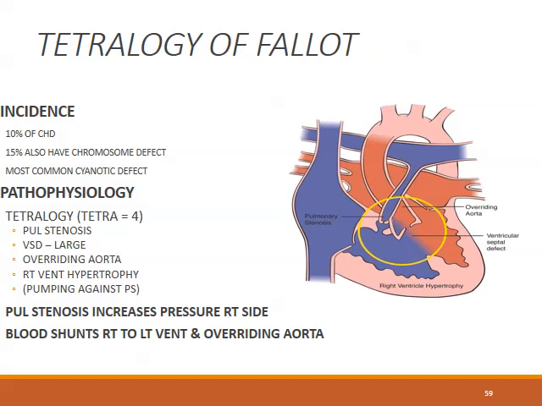Now, overriding aorta is a congenitally malpositioned aorta, the origin of which straddles the ventricular septum, so it receives ejected blood from the right ventricle as well as from the left. It is found especially in the tetralogy of Fallot.